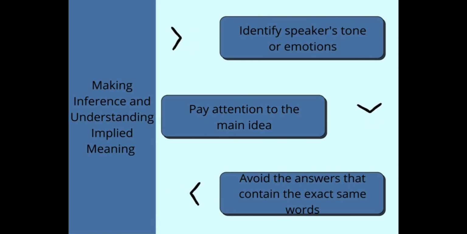If you're having difficulty choosing an answer, you can eliminate any answer that is different from the main ideas of the conversation. Also, avoid the answer that contains the exact same words from the speaker. The correct answer won't be stated outright in the conversation. It usually paraphrases any key ideas from the conversation.